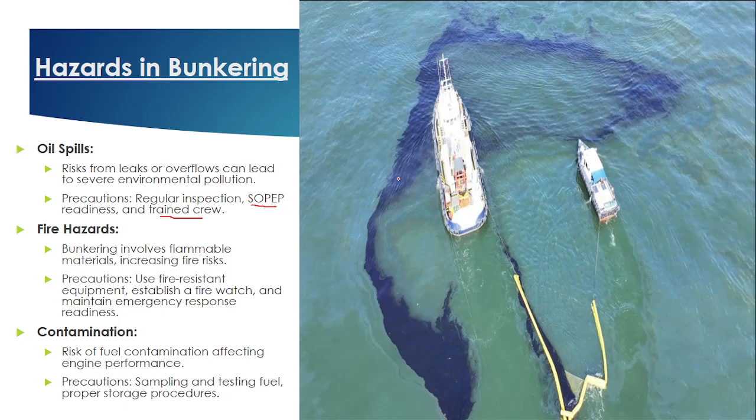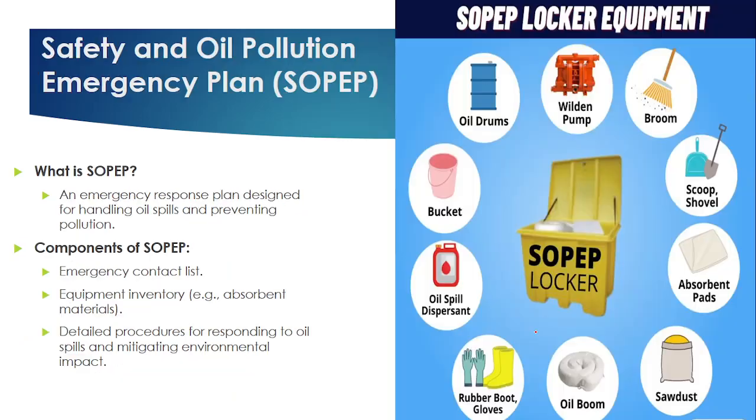So as you can see in this diagram, here is the oil spill which has been caused during the bunker, and this is the drift, the oil collecting part, which they are using to collect the oil to prevent a major oil spill. So what is the SOPEP equipment?